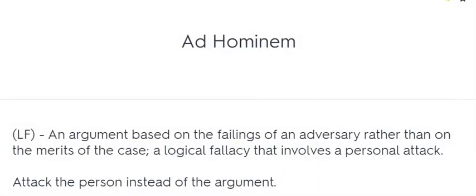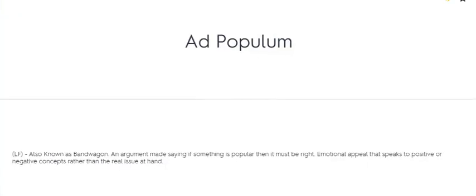Ad hominem. An argument based on the feelings of an adversary rather than on the merits of the case. A logical fallacy that involves a personal attack. Attack the person instead of the argument. Ad populum. Also known as bandwagon. An argument made saying if something is popular, then it must be right. Emotional appeal that speaks to positive or negative concepts rather than the real issue at hand.